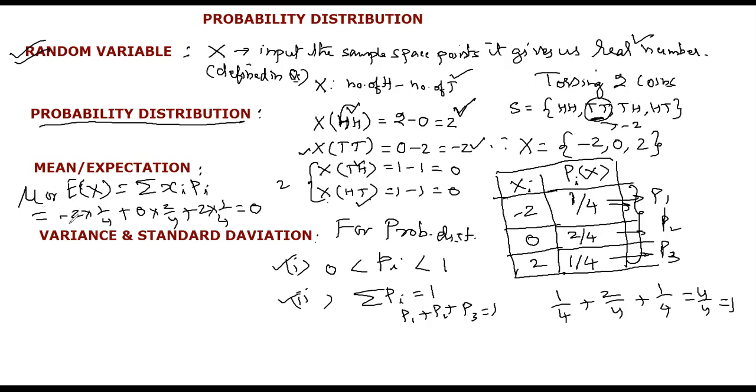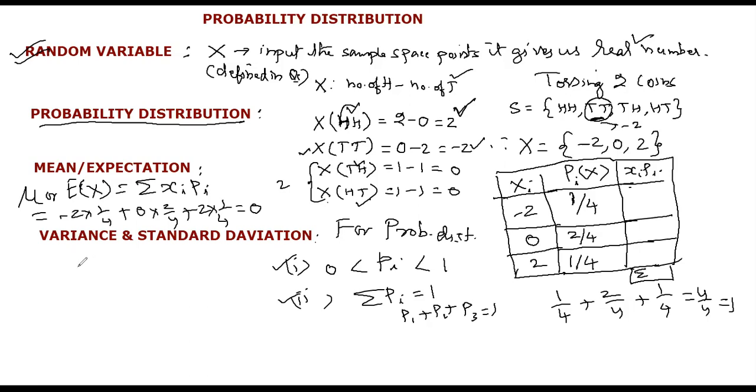This is called mean. So after finding this, you can make one more column for finding xi into pi, which is the product of these two numbers, and then you can find the summation here. Okay, got it? So this is mean. Before mean, you should know the random variable and their probabilities. Then you can find out the mean.